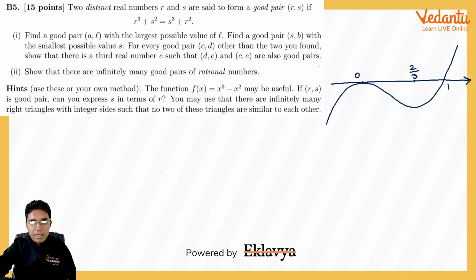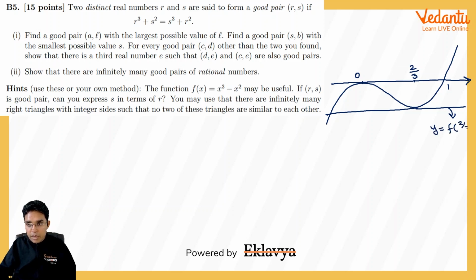Now coming to the second part, this is one very tricky part of this question in my opinion. It says show that there are infinitely many good pairs of rational numbers. Both numbers are rational numbers. Please understand. First of all, what I said in our last slide, I'll repeat it: our good pairs will be lying within these two lines. One is y equal to f(2/3), or f(minus 1/3), you can say. This point is (minus 1/3, f(minus 1/3)), and the other is y equal to 0.